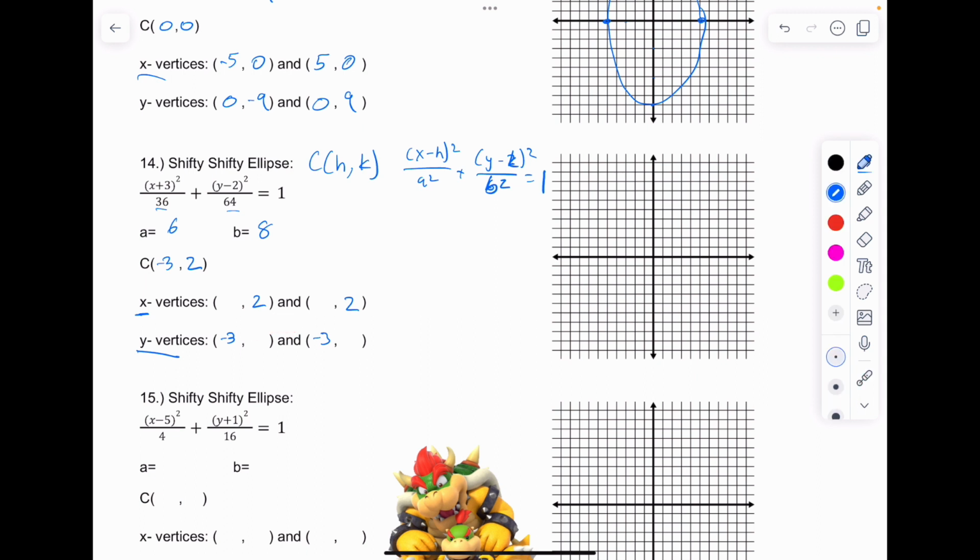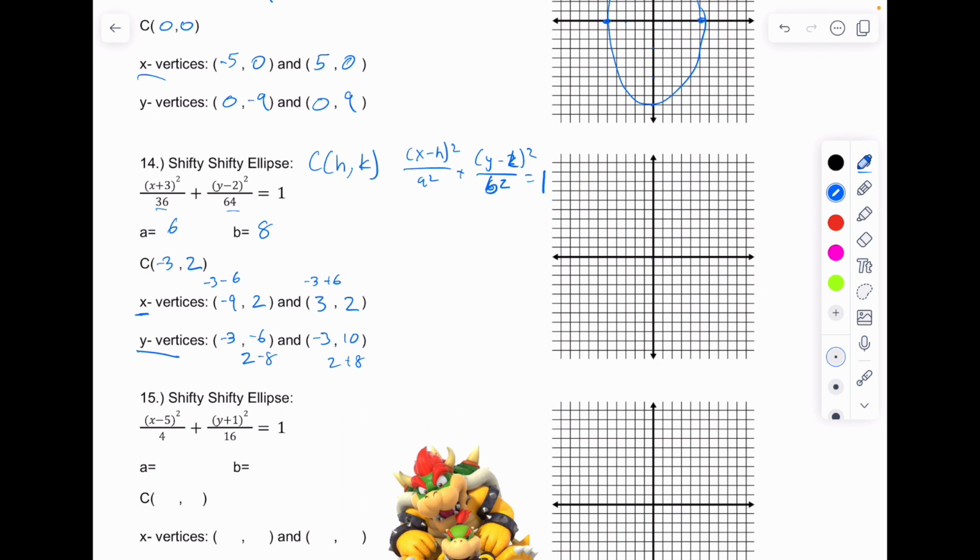So we're starting off at negative 3 minus 6 gives me minus 9. Negative 3 plus 6 gives me 3. On this one on the bottom, 2 minus 8 gives me negative 6, and 2 plus 8 gives me 10. This is quite a large ellipse.